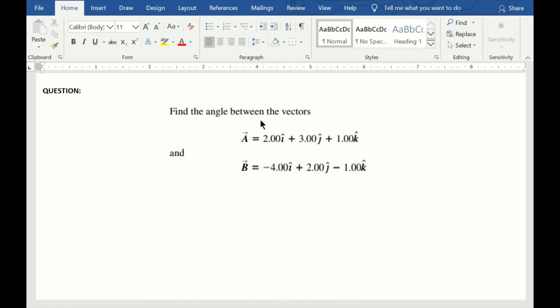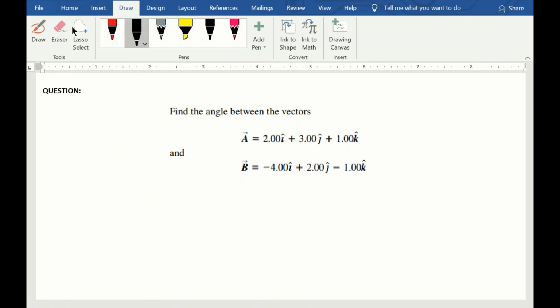Find the angle between the vectors. Vector A is this, and vector B is given to us. Now remember that for a scalar product, it is vector A dot vector B equal to A times B cos theta. I hope everyone remembers this.